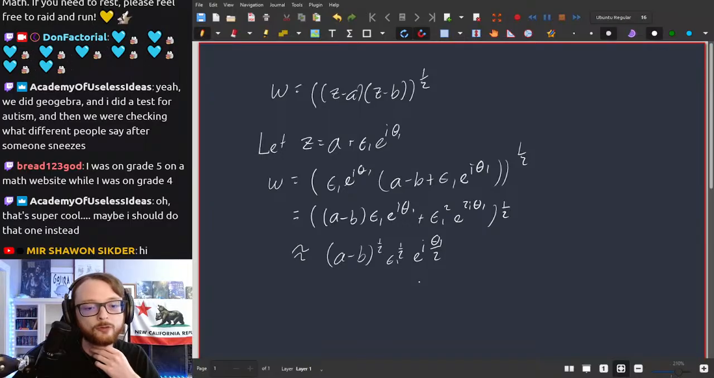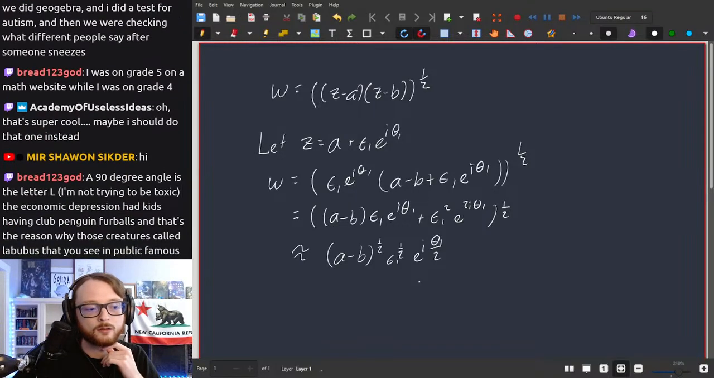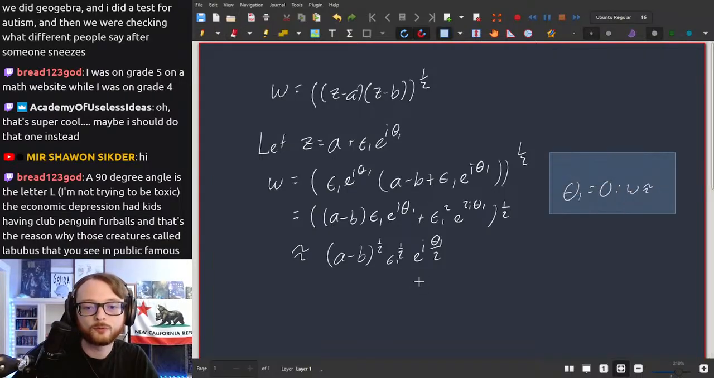Actually, I was going to do a table of values and plug things in, but I feel like it's actually decently clear, which now I'm pulling a thing I was just ranting against. Oops. If theta 1 equals 0, then W1 is a boot. I didn't give myself enough room.